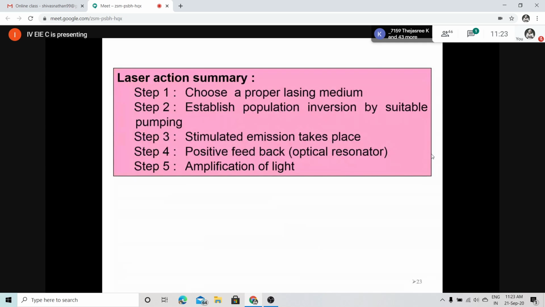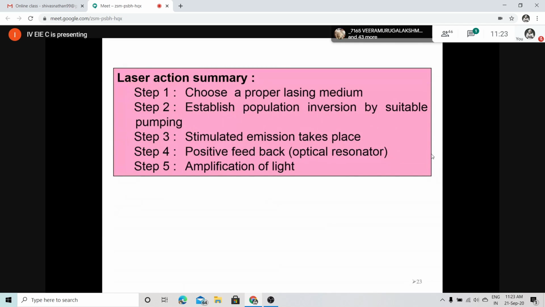Clear? So this is what we have been seeing. We have completed how the laser is going to work and what is a 2-level laser, 3-level laser and 4-level laser. Now we are going to talk about the properties of laser.